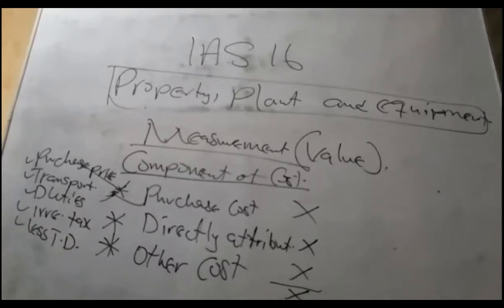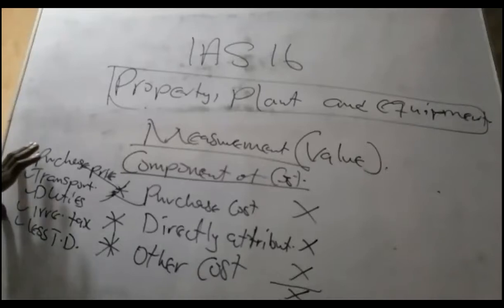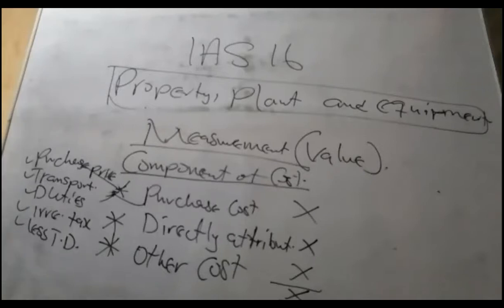So that's the purchase cost. Less trade discount or similar rebate. So this alone is the purchase cost. Please, it's not compulsory for the examiner to give you all these items. No. It's selection. So we select two here, three there, then we are done. Now we are done with the purchase cost.